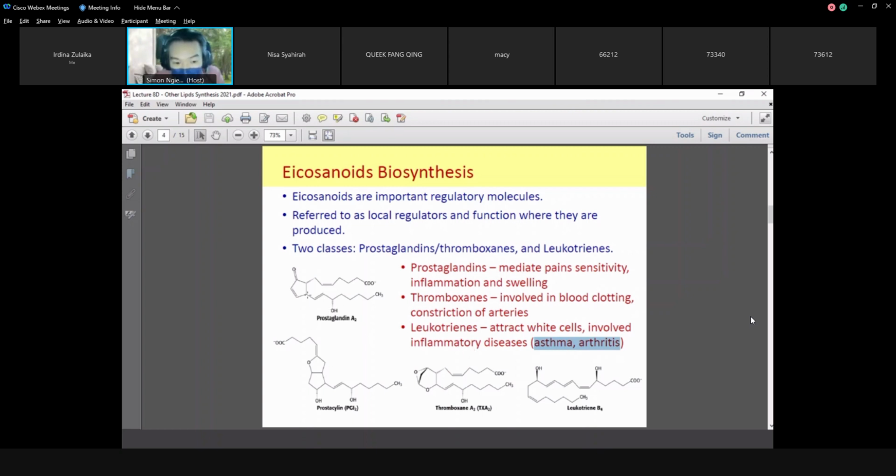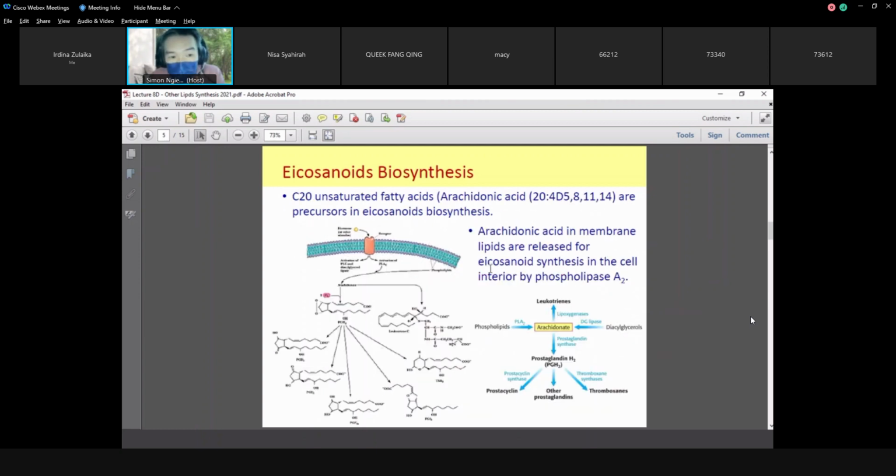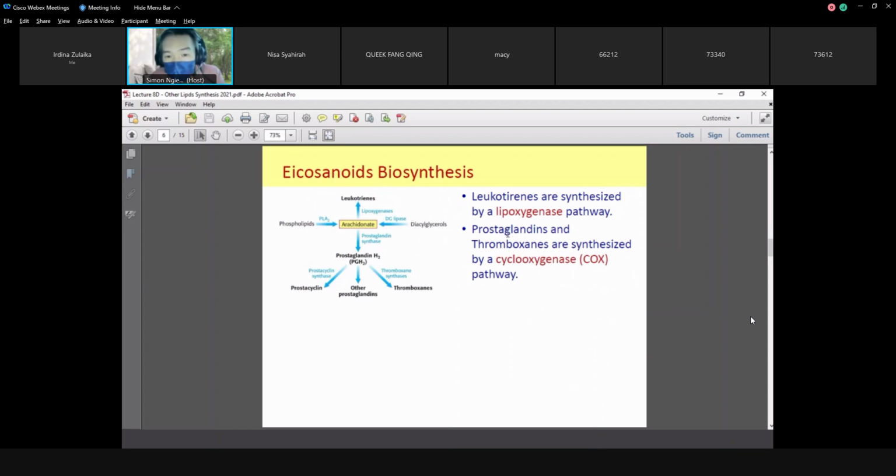So these are the structures. As you can see, the long fatty acid chain. These two classes are produced by a different pathway. Prostaglandin and thromboxane are synthesized via this cyclooxygenase pathway, whereas leukotriene is synthesized via this lipoxygenase pathway. We are not going to go into detail on what the pathway looks like.